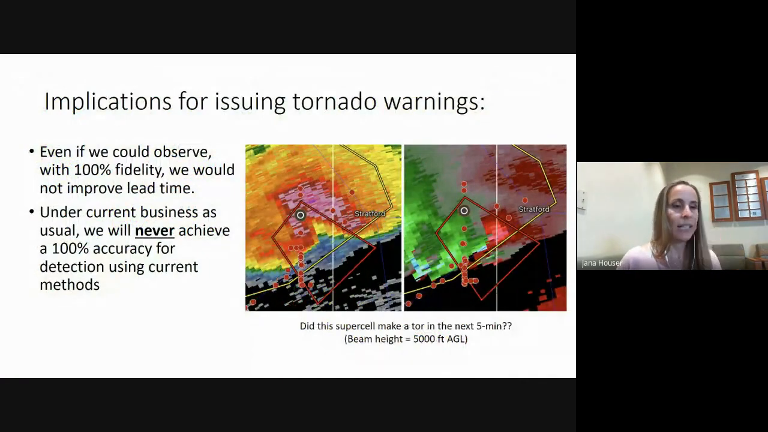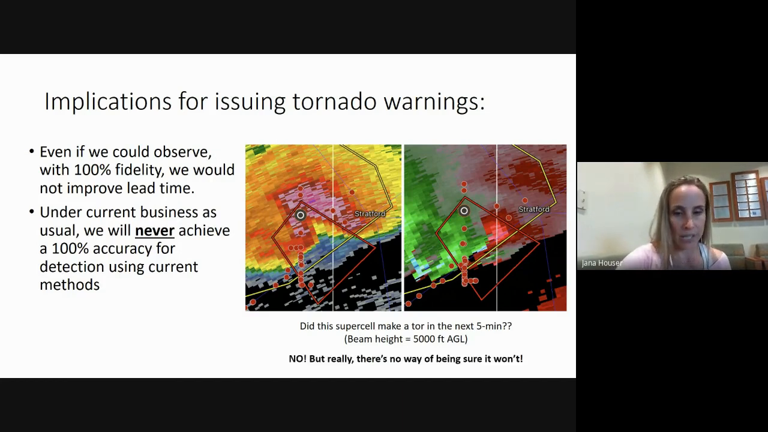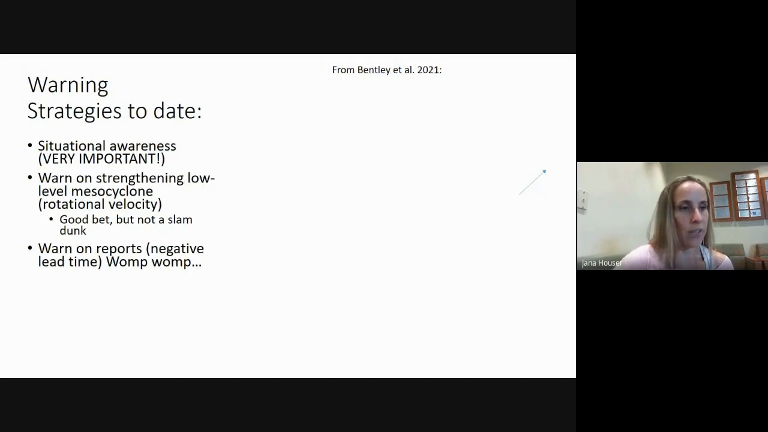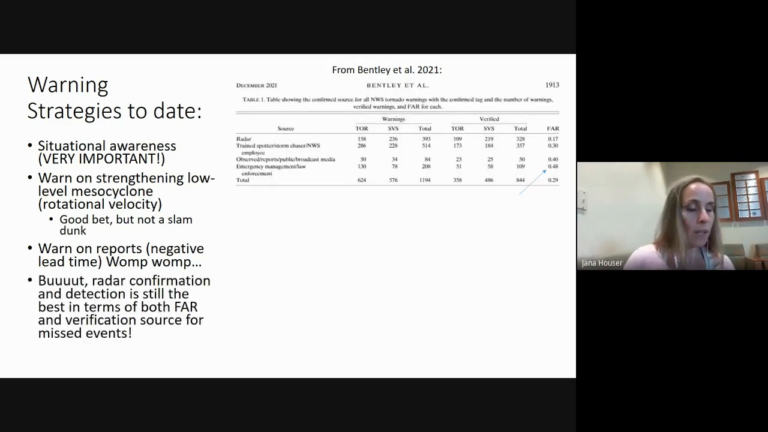So what are some implications here? Even if we could observe with 100% fidelity the rotation associated with developing tornadoes, it would not ultimately improve our lead time, because we just don't have enough time between when this rotation is present and when the tornado actually is forming. So if we continue under our current model, we will never achieve this 100% accuracy. So for warning strategies, obviously situational awareness is very important. Warning on a strengthening low-level mesocyclone is also a really good strategy, but it's not necessarily a guarantee. And sometimes we are forced to warn on reports, which implies negative lead time, which nobody really wants.